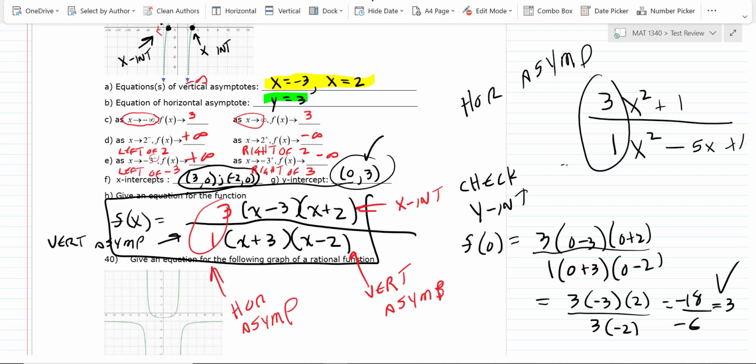Now, problem number 40 is another example on that. I'm not going through all the details on that, but it'd be done in a very similar way.